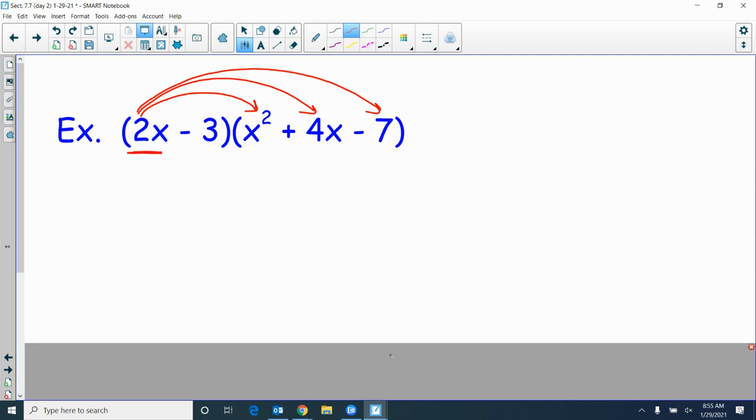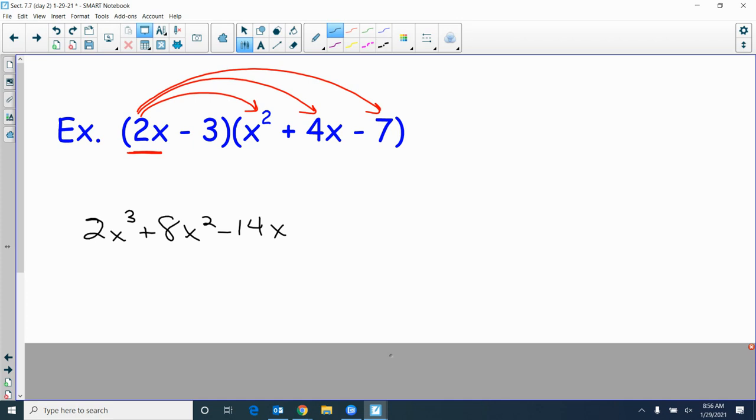Now be careful here. What is 2x times x squared? It is actually 2x cubed, because this is x to the first power times x squared. And what is 2x times 4x? 8x squared. And 2x times -7 is minus 14x.